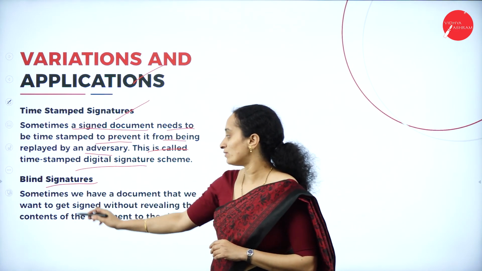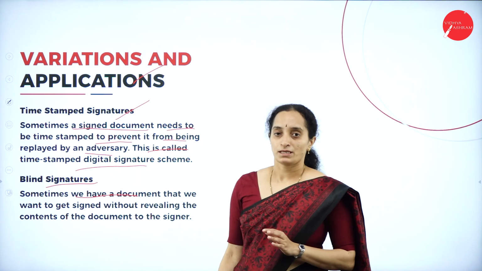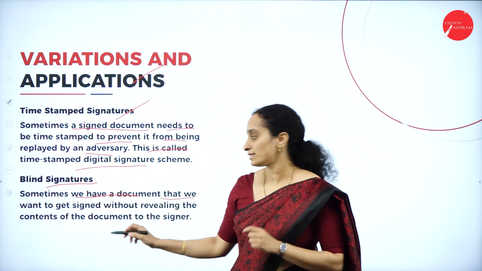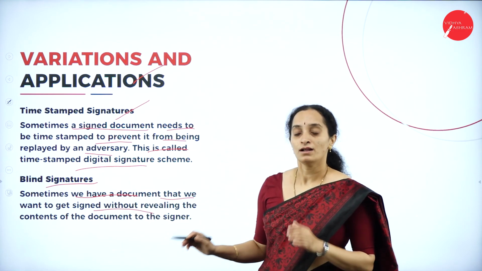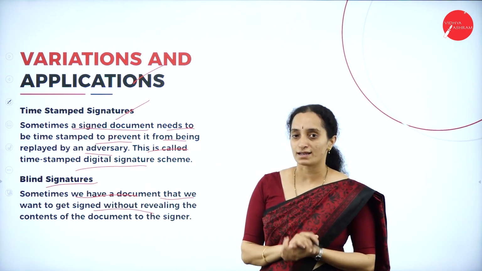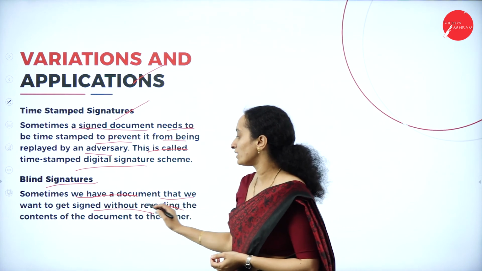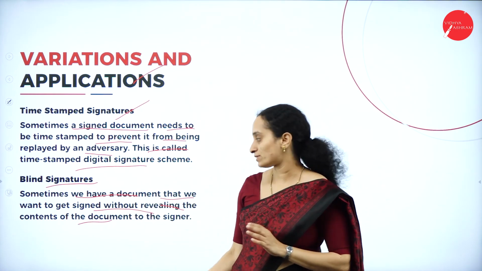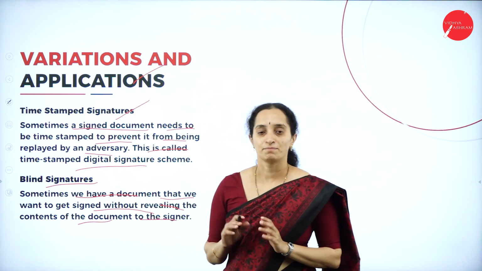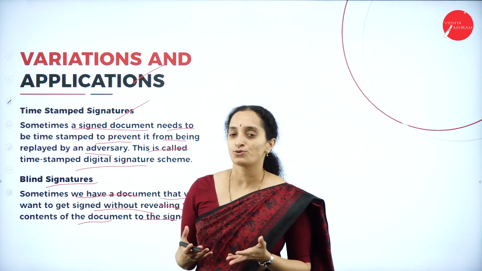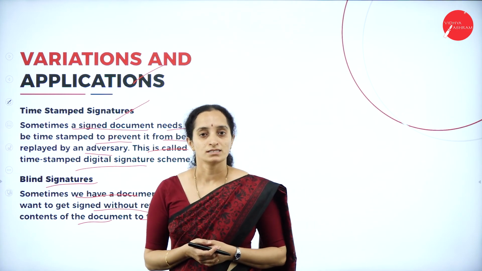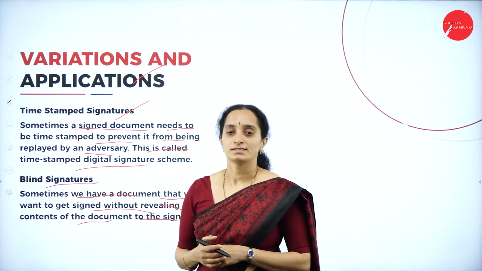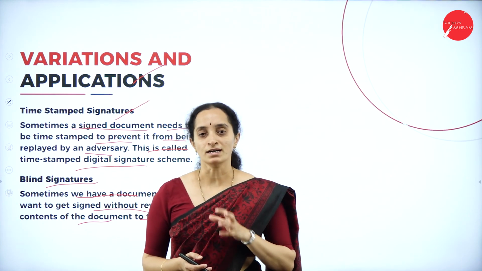Then we have the blind signatures. There will be some applications where we have a document that we want to get signed by the sender without revealing the contents of the message. Blindly, the sender has to sign the message, and it has to be transmitted over the network to the receiver. So this is a blind signature that will be done by the sender.